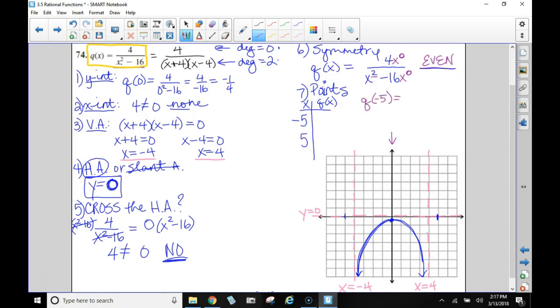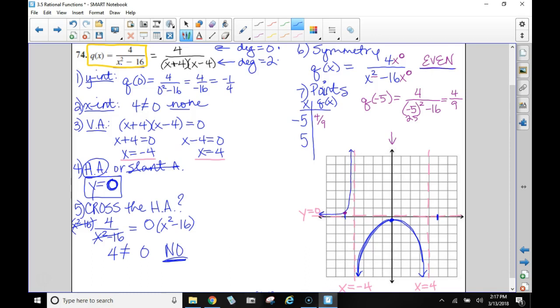All right. So now I'm going to calculate q at negative 5. Going back to my equation, that is 4 over negative 5 squared minus 16. So that's going to be 4 over 25 minus 16, which is 9. So 4/9. Here's what I found from that. At negative 5, we're up here at 4/9, which is almost a half. Okay? And so what I know now is that my function is up here.